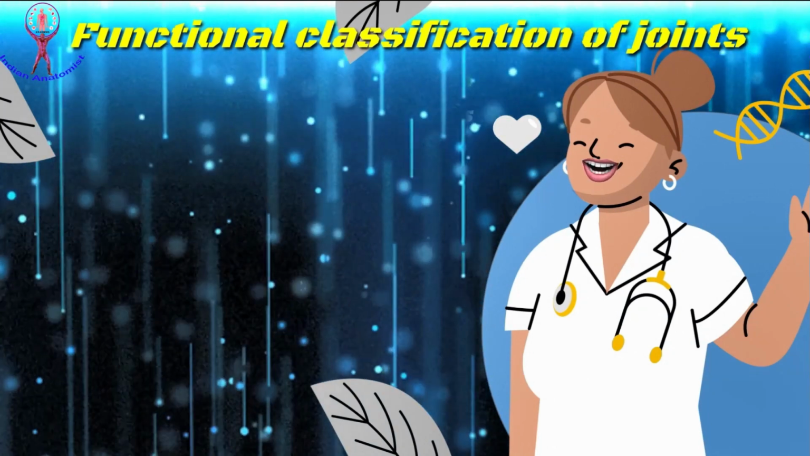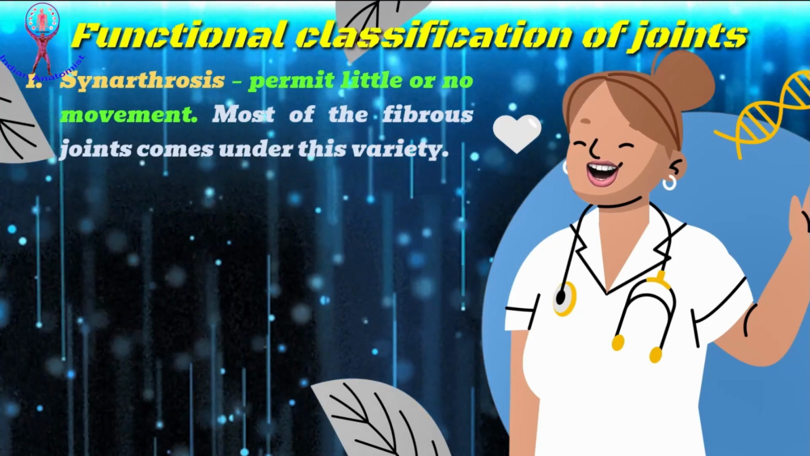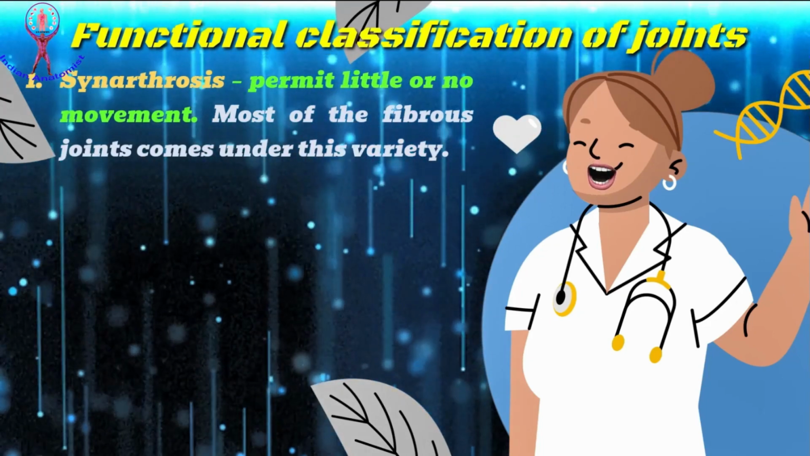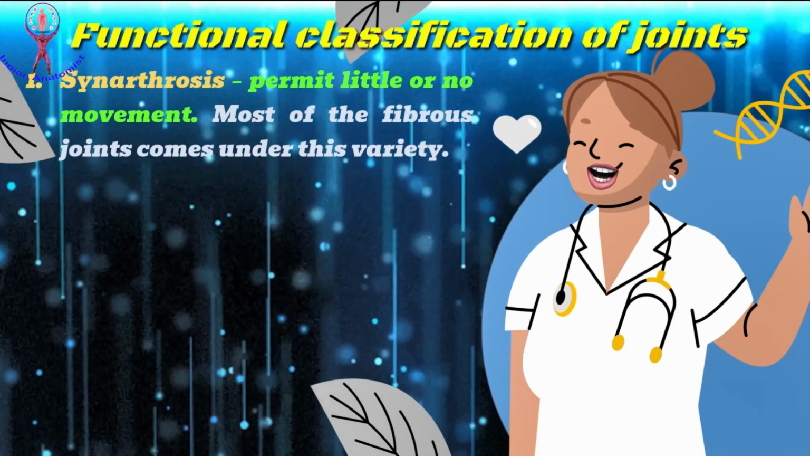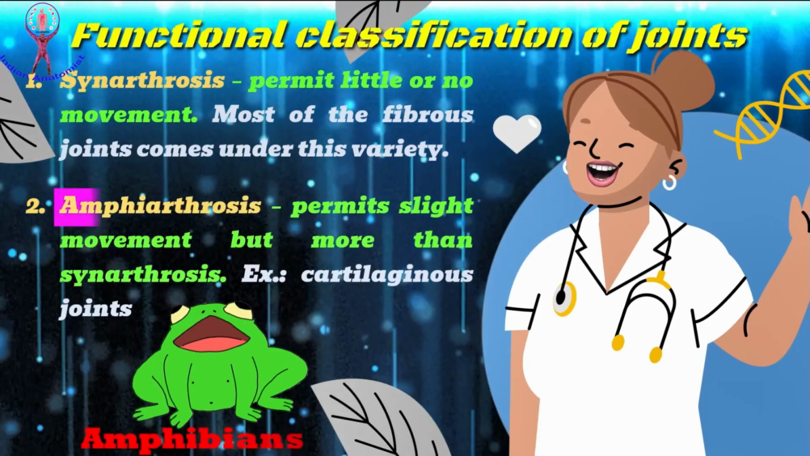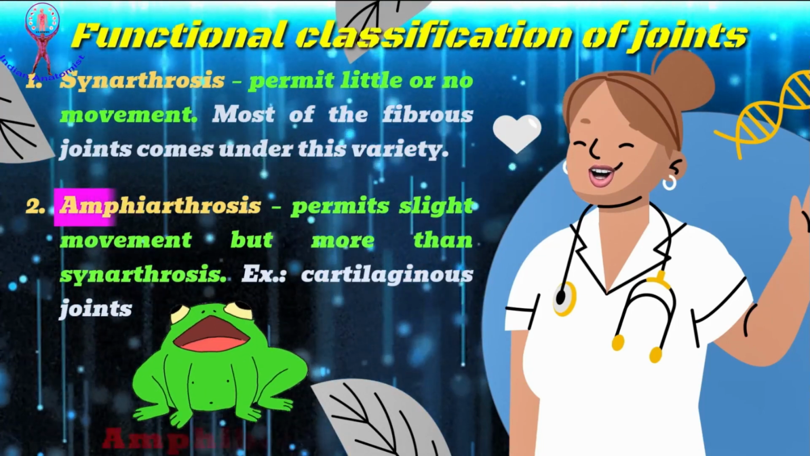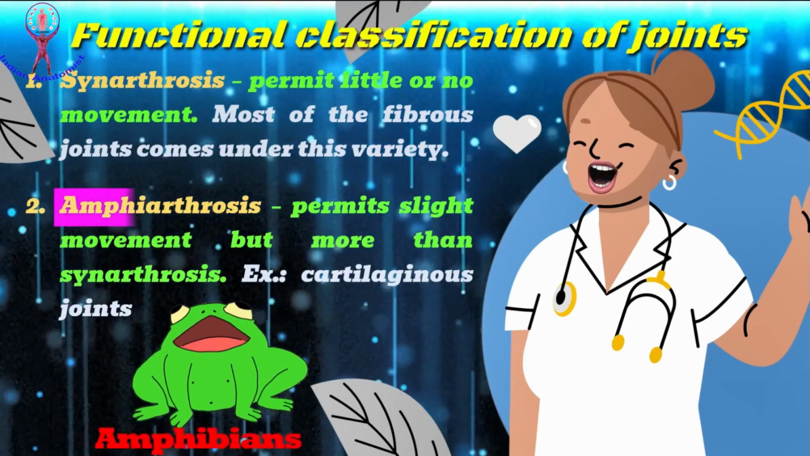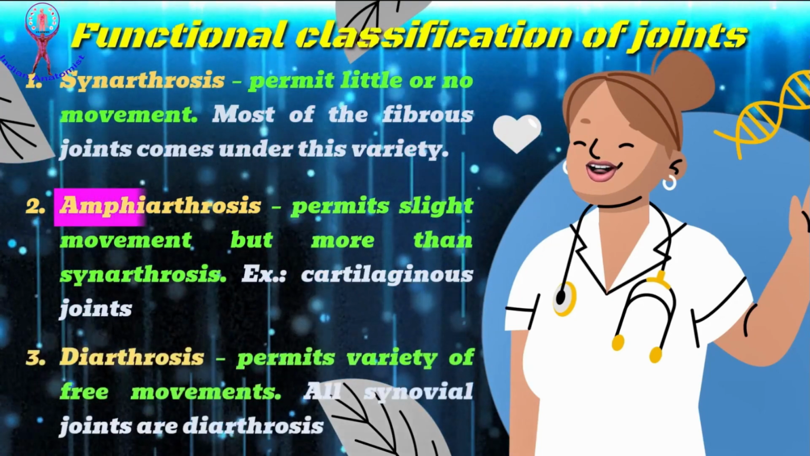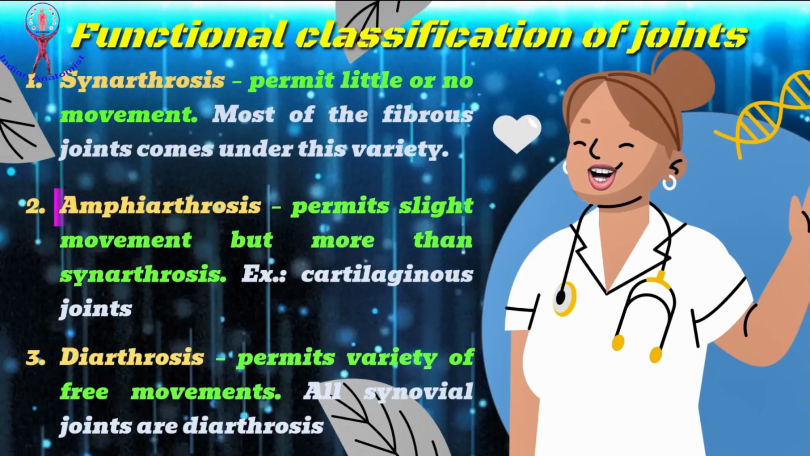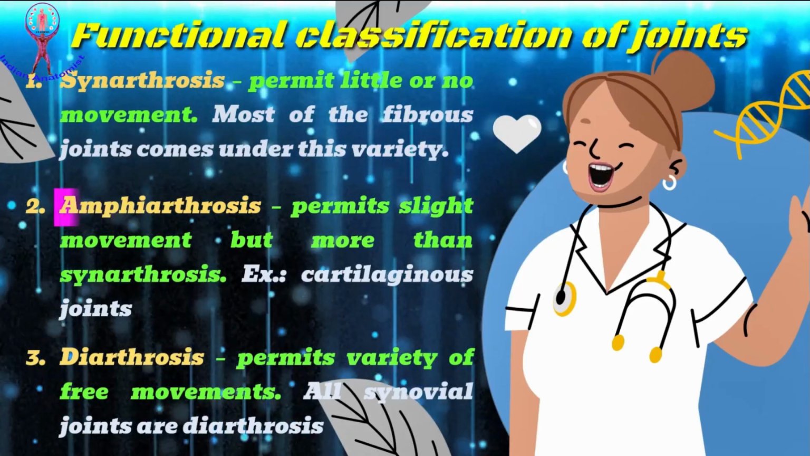Functionally, the joints are classified into 1. Synarthrosis, which permits little or no movement. Most of the fibrous joints come under this variety. 2. Amphiarthrosis, which permits slight movement, but more than synarthrosis. Examples are cartilaginous joints. And 3 is diarthrosis, which permits a variety of free movements. All synovial joints are diarthrosis.